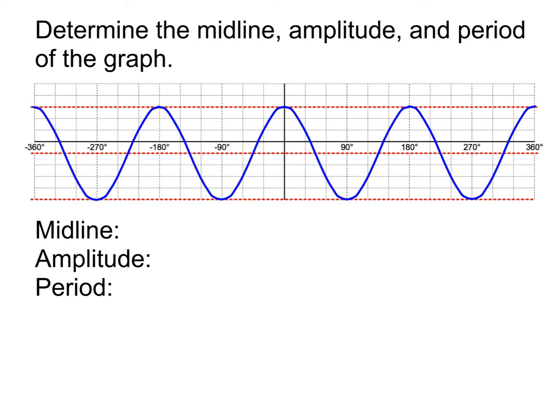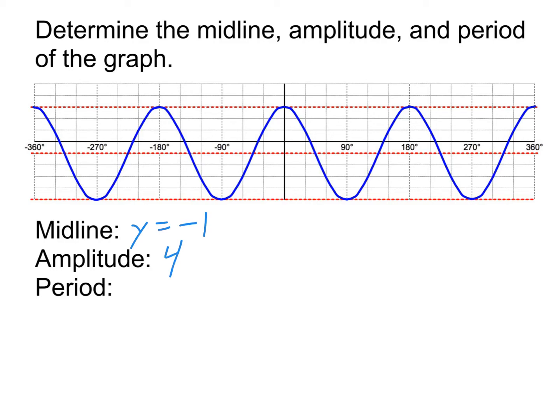Now that we have those drawn in, I can go ahead and find my midline, amplitude, and period. So the midline, remember, the midline's written as y equals, and I can see here it's going to be at negative 1. The amplitude, we actually already found the amplitude when we were making sure we had the midline right. The amplitude was 4, because that's that distance from the midline to the top or the bottom of the graph.